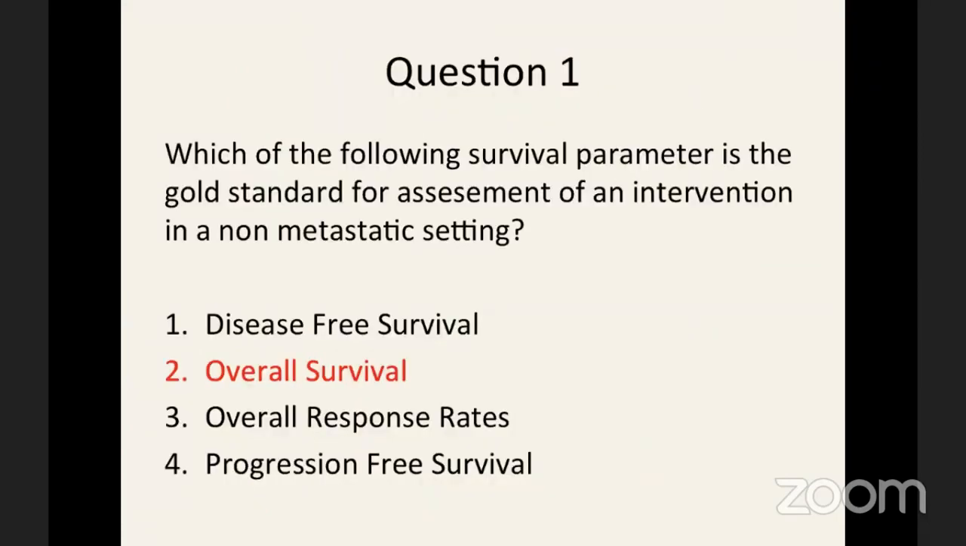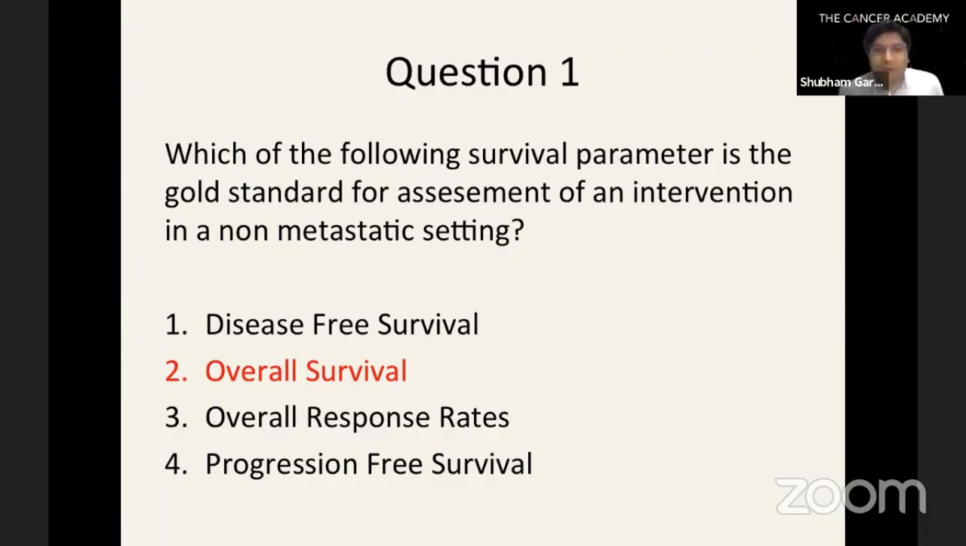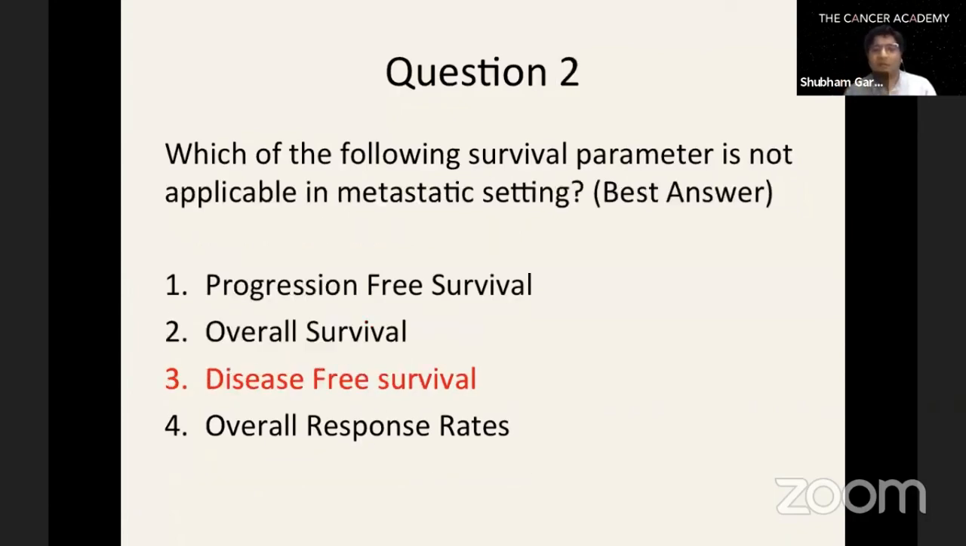Which of the following survival parameters is the gold standard for assessment of an intervention in a non-metastatic setting? And as Madam told, it is overall survival, and she gave an example from Dr. Ian Tannock's talk, which you can keep as a flag in the mind: he had said either live better or live longer, and overall survival is something we need to keep in mind. I used the words non-metastatic setting because in a metastatic setting, OS might not be the best answer. You might have to look into PFS, and that was the second question.